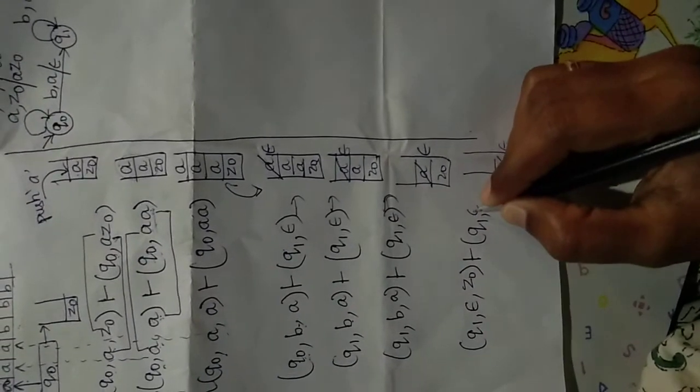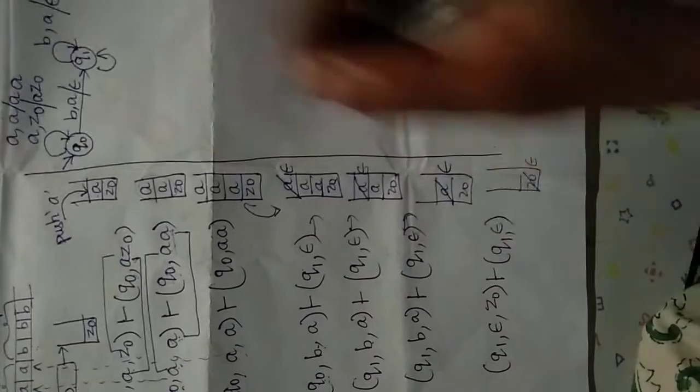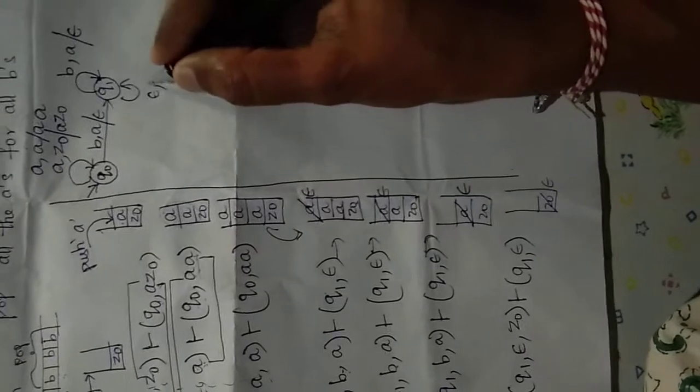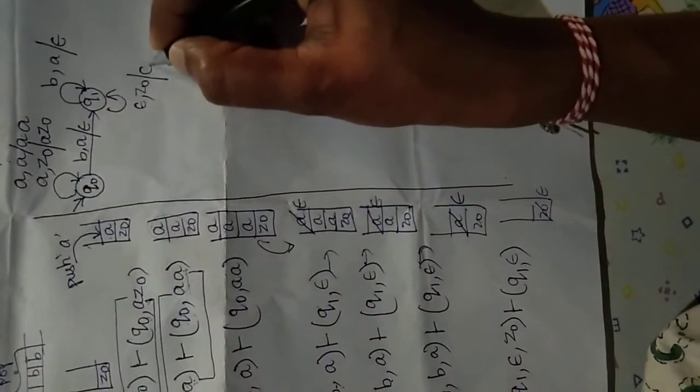If you want to remove the Z0 here, again it will be empty, it will be represented with the epsilon, like this. Okay, so from Q1 I am taking the epsilon symbol. Why? Because the string is completed. Epsilon, top of the stack symbol is here Z0. Now what do you have to do here? You have to remove that Z0 also. In that case it is epsilon.